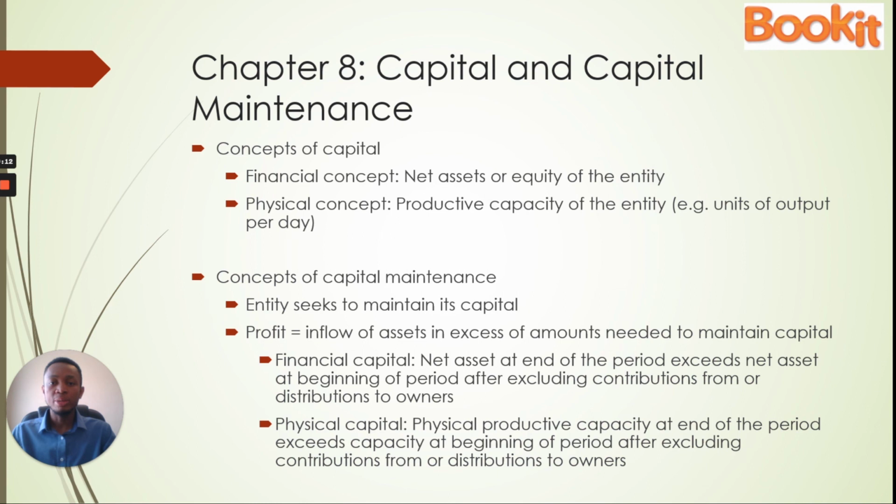Chapter 8 of the Conceptual Framework looks at capital and capital maintenance. The concept of capital can be broken down into two concepts, one being the financial concept, which is the net asset or equity of the entity, and the second being the physical concept, which is the productive capacity of the entity. For example, units of output per day.